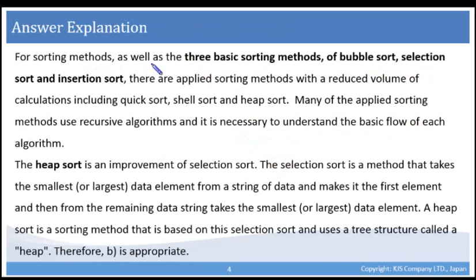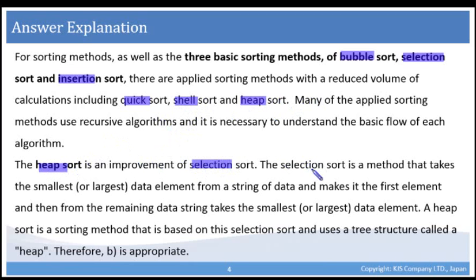For sorting methods, as well as the three basic sorting methods of the bubble sort, the selection sort, and the insertion sort, there are applied sorting methods with a reduced volume of calculations, including the quicksort, the shell sort, and the heap sort. Many of the applied sorting methods use recursive algorithms, and it's necessary to understand the basic flow of each algorithm. The heap sort is an improvement on the selection sort.